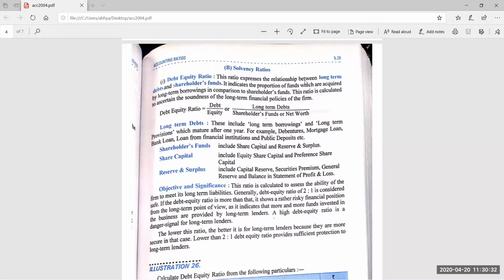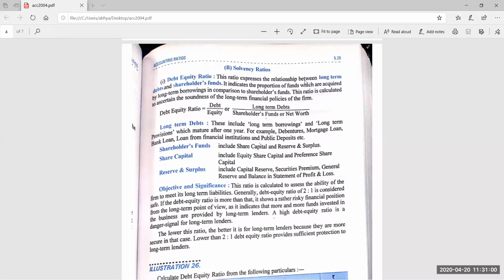So this ratio is calculated to assess the ability of the firm. This is the objective. It can come in one marker question. Ability of the firm to meet its long-term liabilities, whether the firm is able to meet its liability on time or not. And which type of liability? Non-current liability. So if the debt equity ratio is more, then it shows a greater, rather risky financial position from the long term point of view.